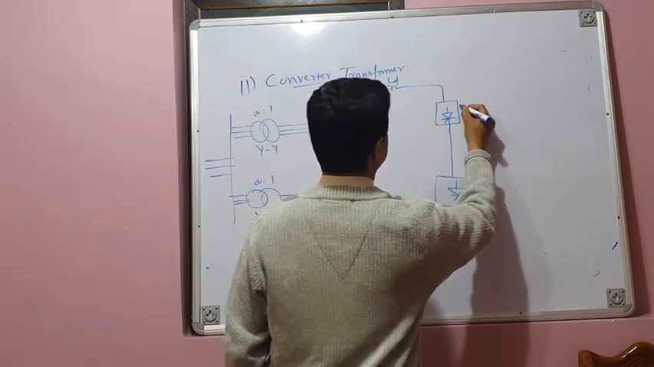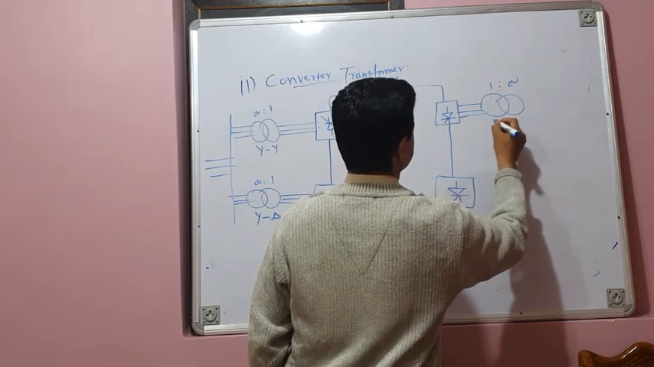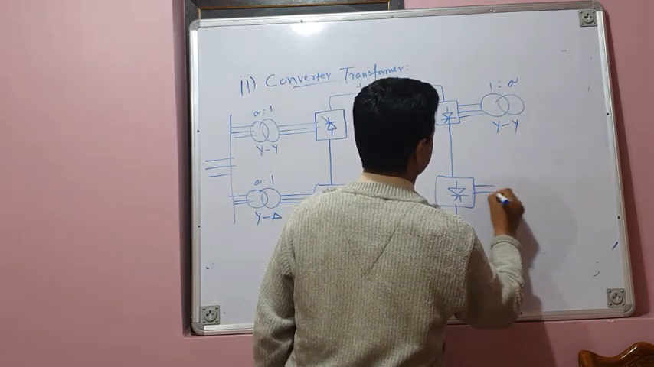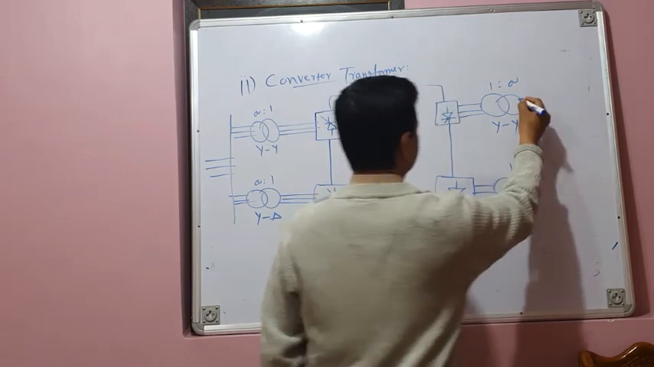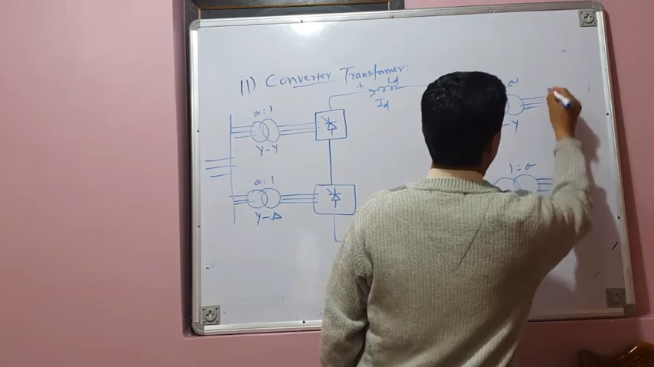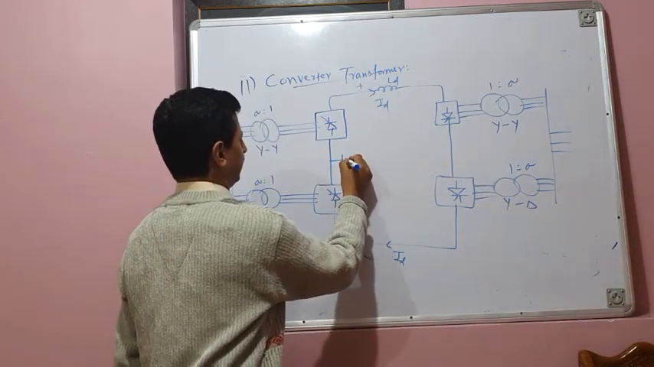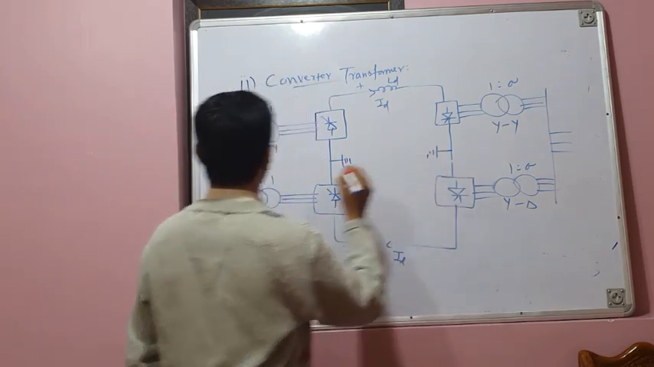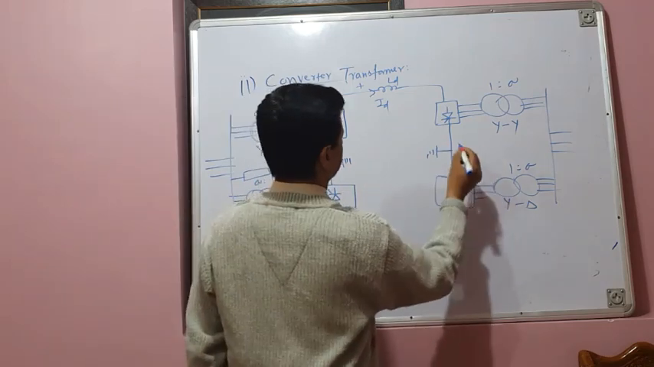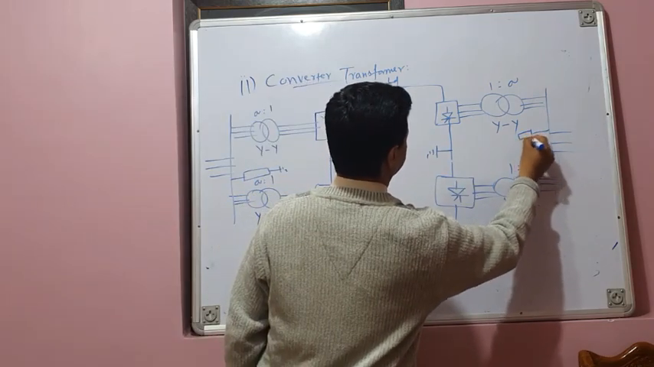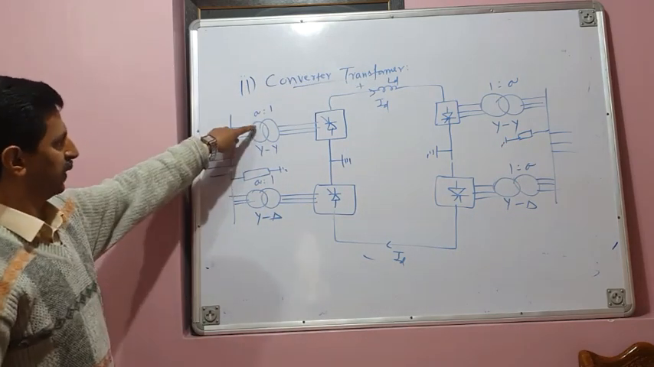Similarly, on the other side, you have 1 is to A transformation ratio, and it is YY connected. Again, 1 is to A, and this is Y delta connected, just like the other side. And this is the bus, and this is 3-phase AC. This is the ground, and you may have a harmonic filter here. This is a harmonic filter here, and this is a harmonic filter here. So these are the converter transformers.